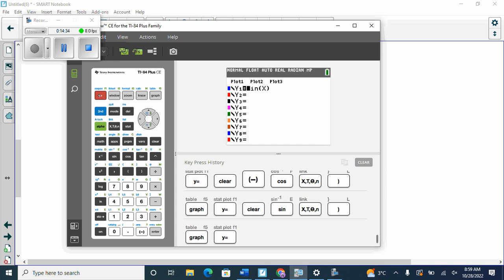Now, if I look at this, what is my d value? Because my d value is my midline. It's 0, so I'm going to put it in.